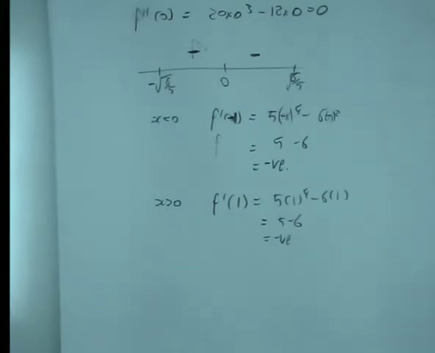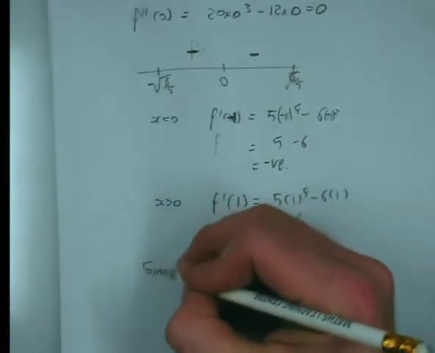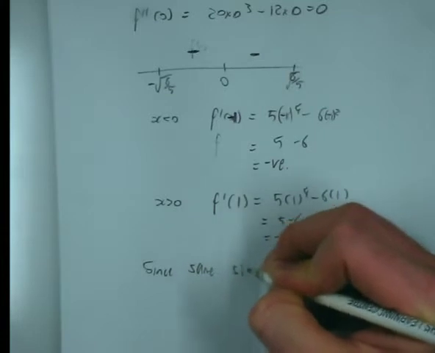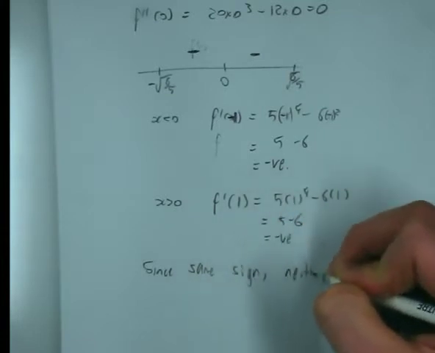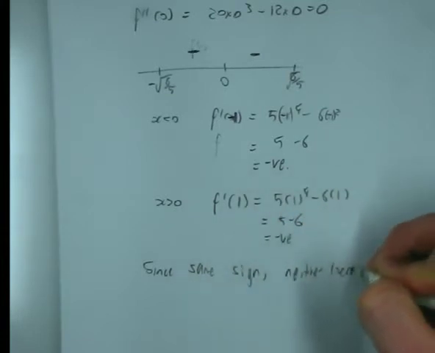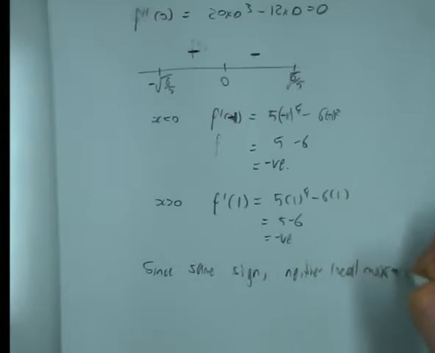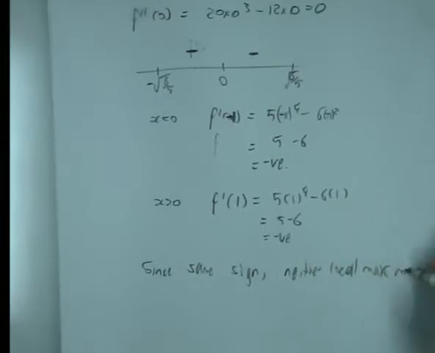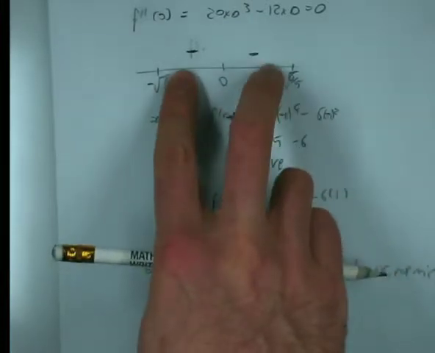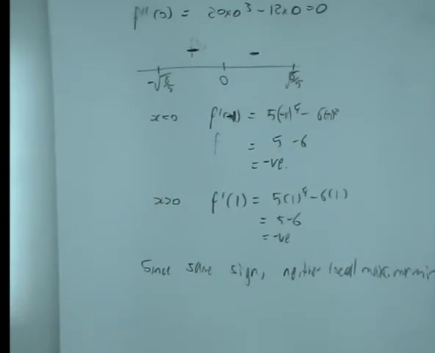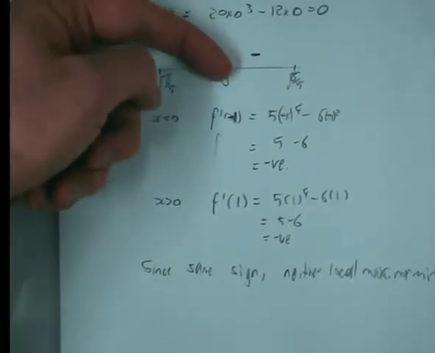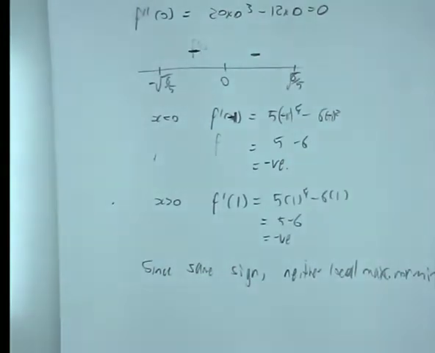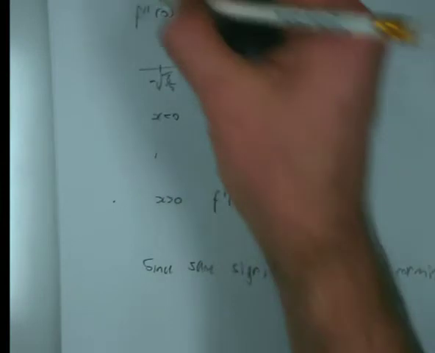It would only be if the sign changed from minus to plus or plus to minus. So since same sign, it's neither maximum nor minimum. If this was plus and this was minus, or the other way around, you could tell: if this was minus, it's coming down here, and if it was plus, it's going up there, and that would make it a local minimum, but if it was the other way around, it would be a local maximum. So, all right, that was x equals 0.